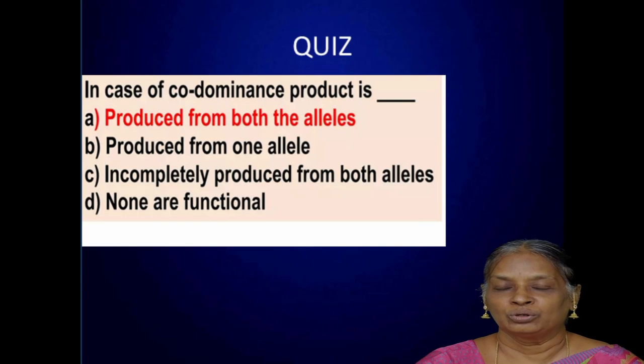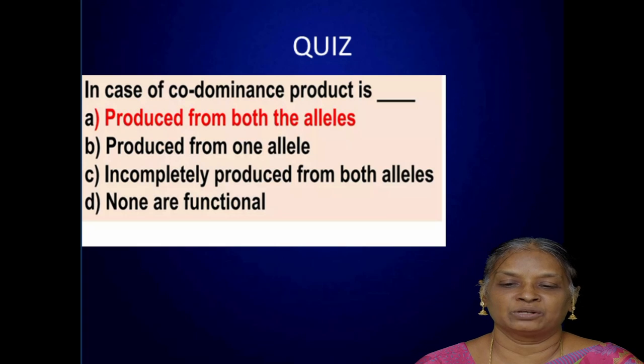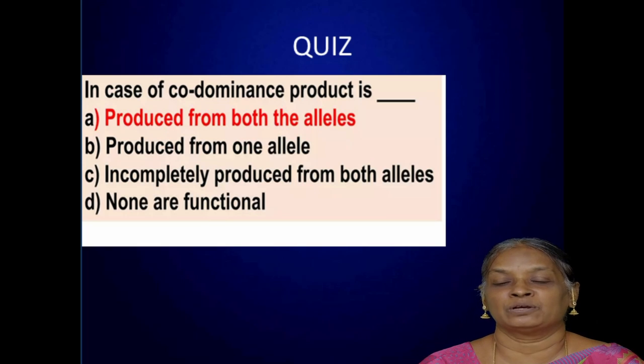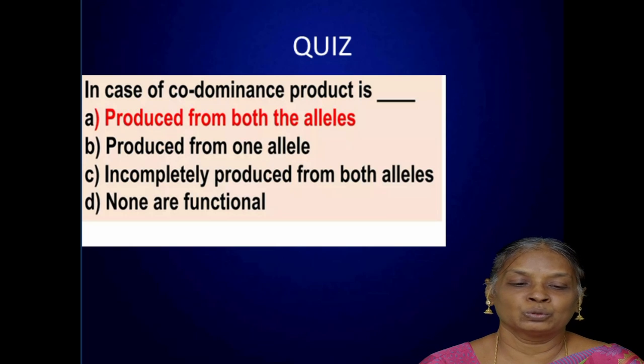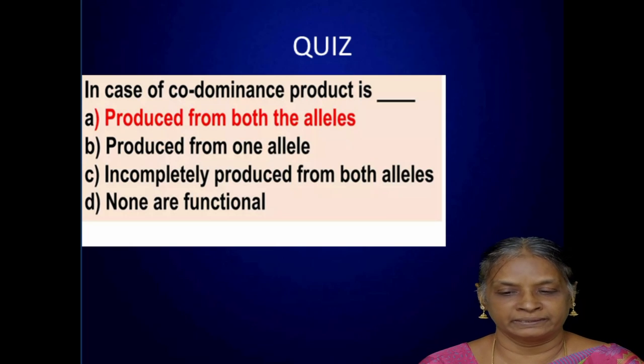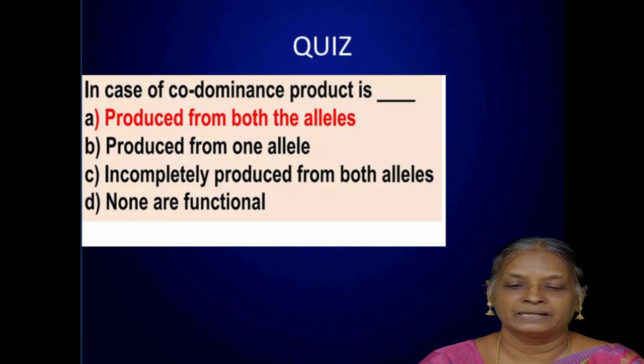And so when we are asked a question like this, in case of codominance, what will be the nature of the product? As we have already seen, codominance results due to the presence of both alleles. So the correct answer is A: the product, or the F1 hybrid, is a product produced from both the alleles.